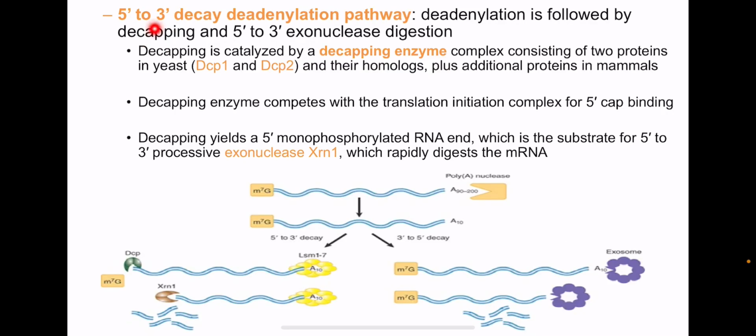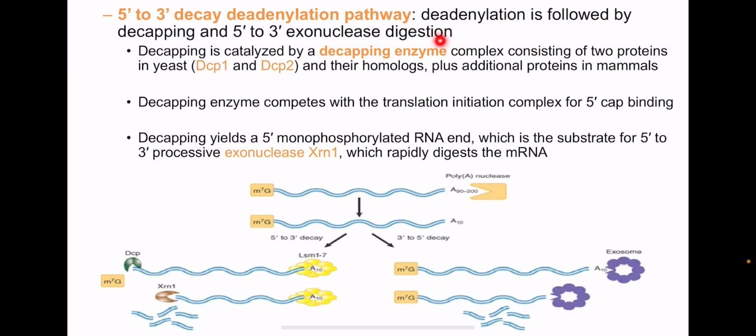The first one, the degradation from 5' to 3', is of course deadenylation dependent. So the first thing that has to happen is deadenylation. And mind you, in eukaryotes we have poly A, so we have to remove the poly A as a signal of degradation. The first thing that happens is deadenylation, which will be followed by decapping. You know the cap, which is the 7-methyl guanosine, the m7G.